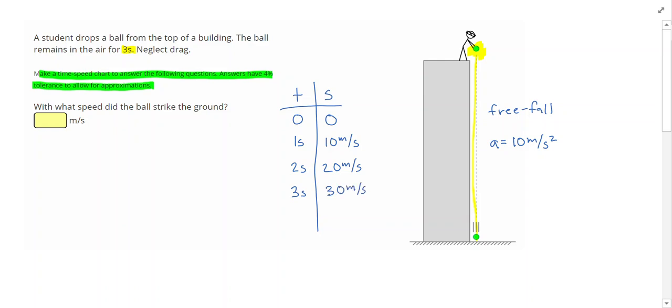So the problem asks us with what speed did the ball strike the ground. I know I was stopping at 3 seconds, and so 30 meters per second would be the final speed.